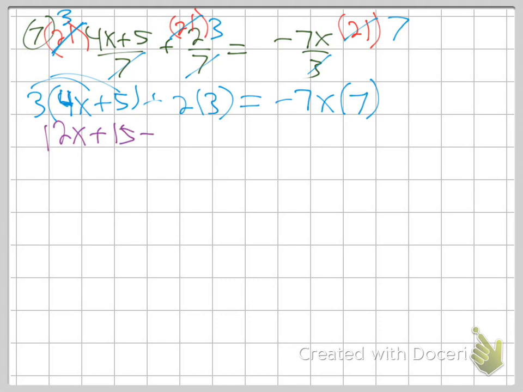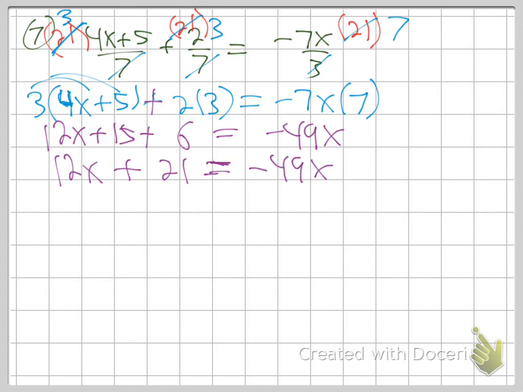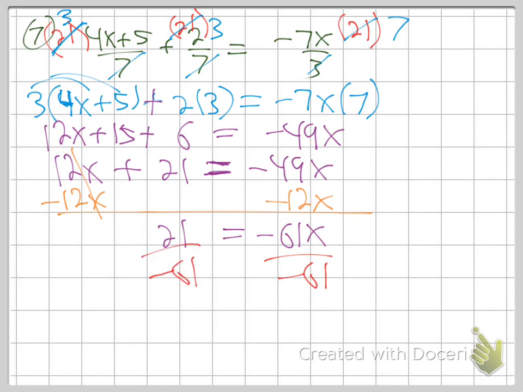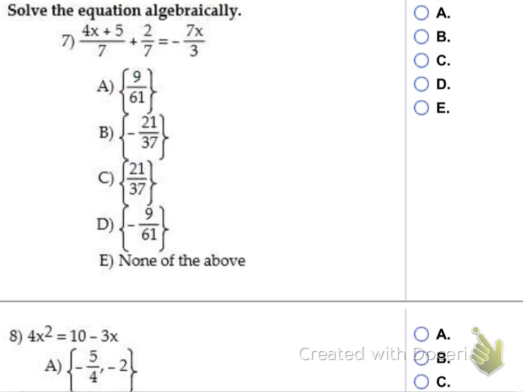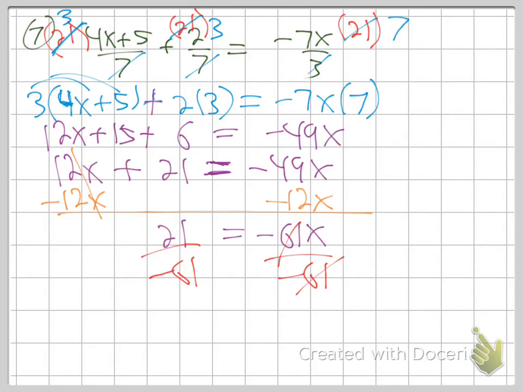12x plus 15 plus 6 minus 49x. What's that? 12x plus 21 is minus 49x. You got x's on both sides, so just get rid of one of them. It doesn't really matter which one. Minus 12x from both sides. So this will be minus 61x. Last step, divide by that minus 61. There we go. 21 over minus 61. Is that there? Oh, no. None of the above. We good?